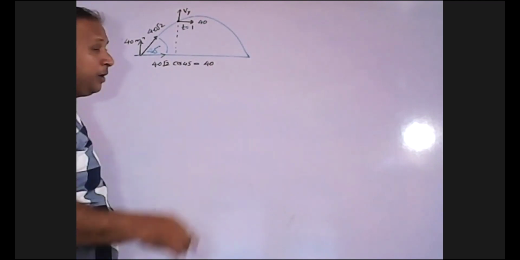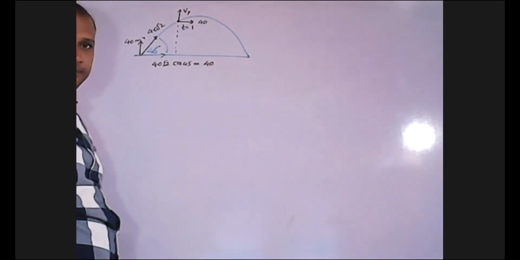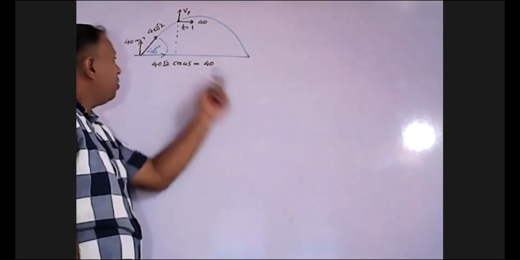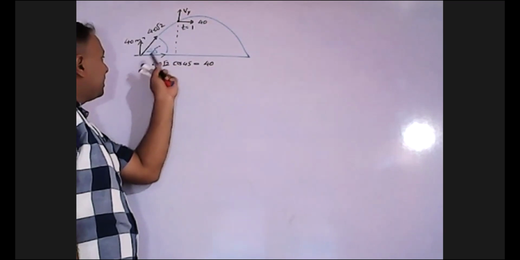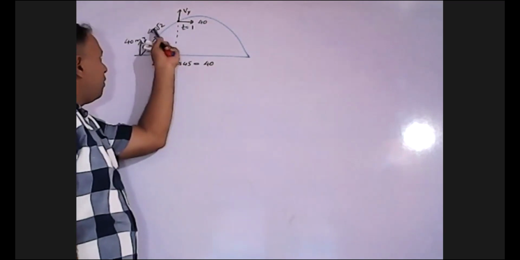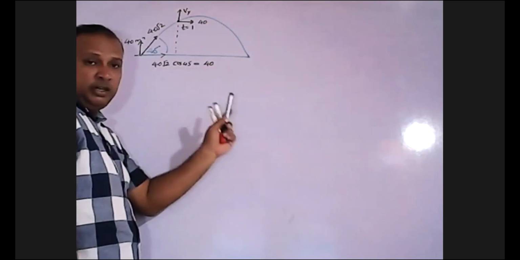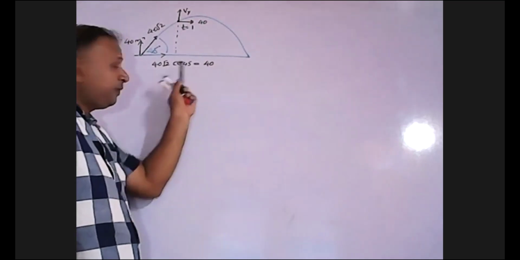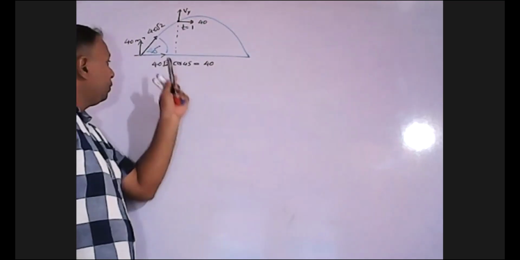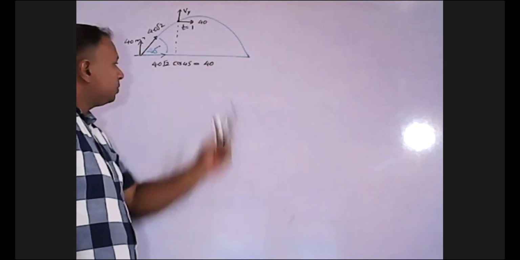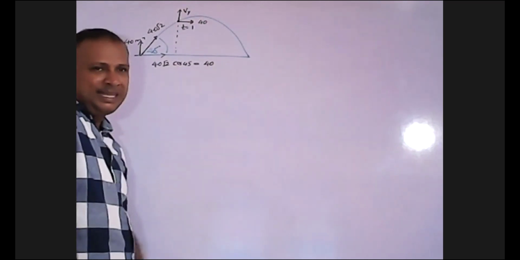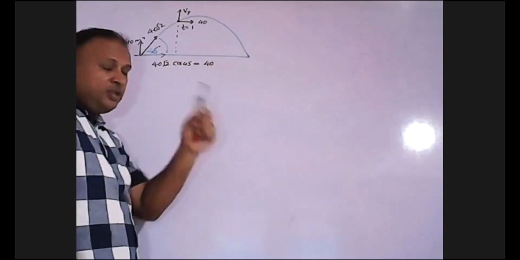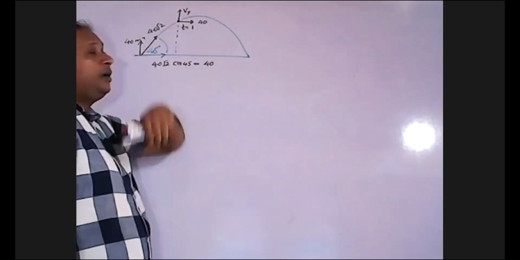The horizontal component of the projection is a constant. It doesn't change. Therefore, the horizontal component is 40 root 2 times cos 45, which is 40 m/s, because cos 45 is 1 over root 2 and the root 2 cancels out. Therefore, the horizontal component is 40. Then you have to find only the vertical component.